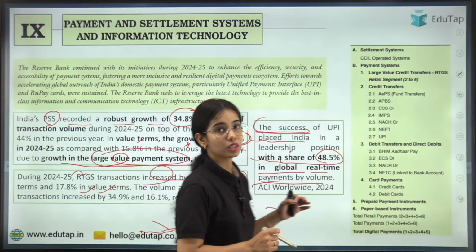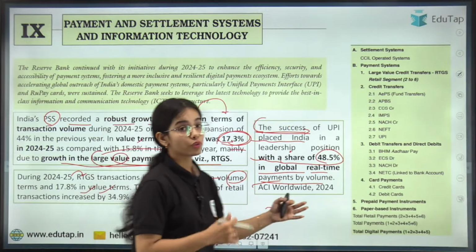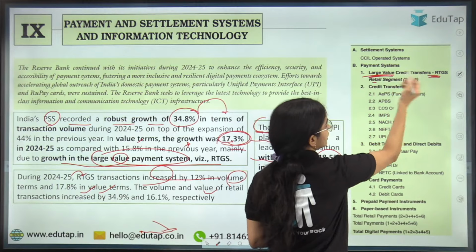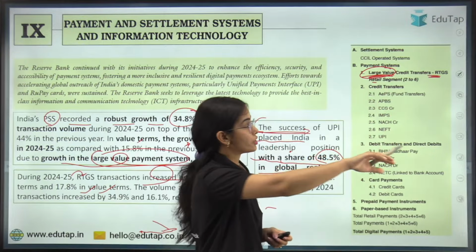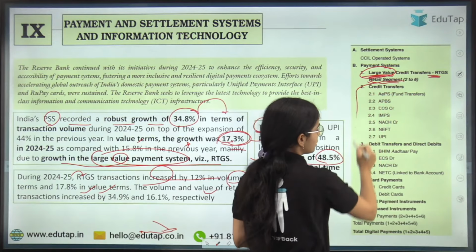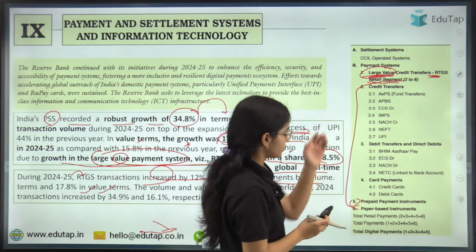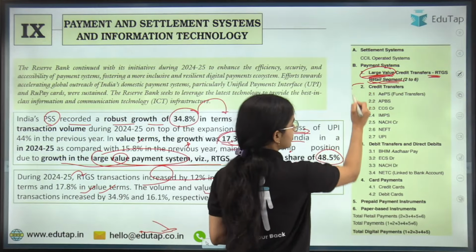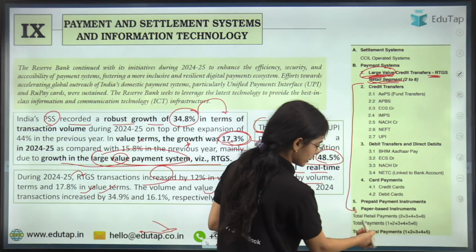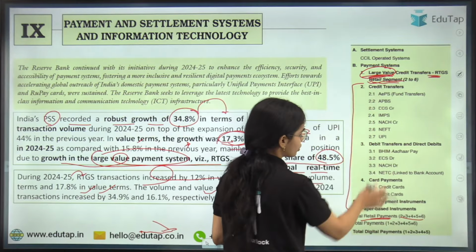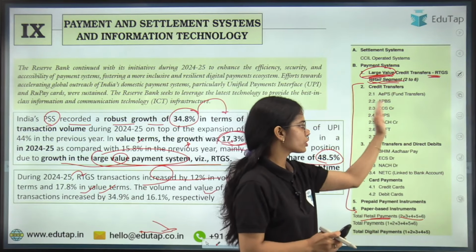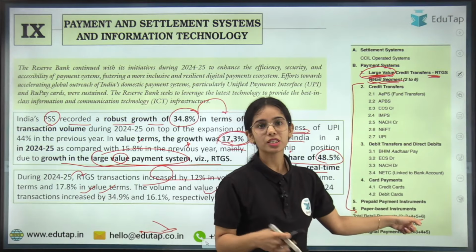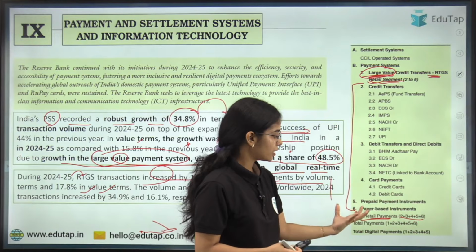Now see, this is the system through which the transactions happen. The large value transactions happen through the RTGS. Now under the retail segment, the transactions come from 2 to 6. That is for transfers through UPI, NEFT, IMPS, Bhim Aadhaar Pay and such, and even paper-based instruments. So these are the retail payments.